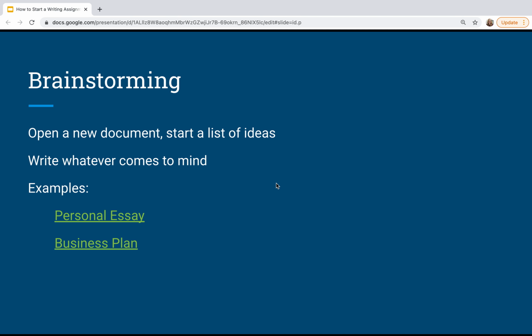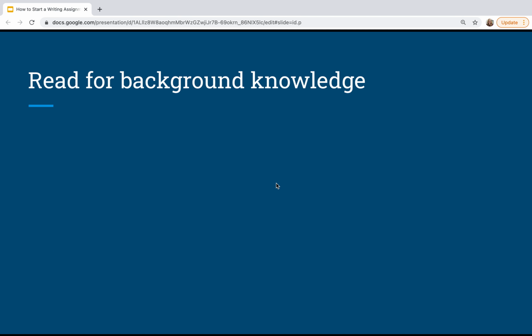Once you have brainstormed, you are ready for the next step, which is to read about your topic and gain some background knowledge. You cannot write about something that you don't understand. So if you have an assignment where you need to write about a topic that you aren't familiar with, you need to read for background knowledge.